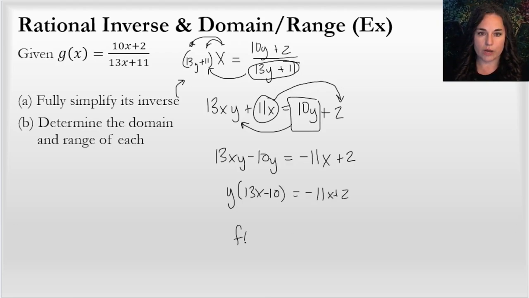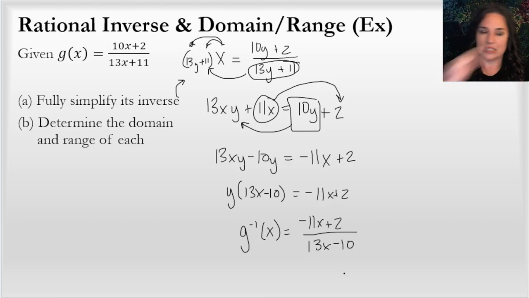So overall, my inverse function, I guess I'll write it like this. The inverse of g is going to be negative 11x plus 2 over 13x minus 10. I always order mine in powers of highest to least x, so that's why I write it out front, up top there. Okay, so this is the fully simplified inverse. There's nothing more I can do on that one. You need to know when to stop with inverses.